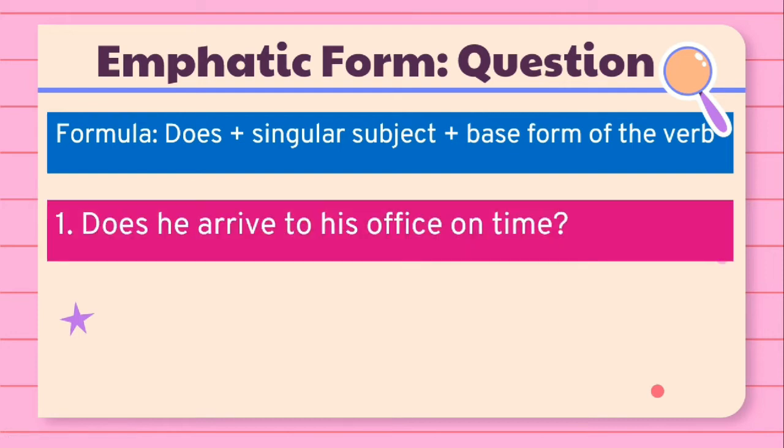Let's have sample 1. Does he arrive to his office on time? So again, we just need to follow this pattern. You have does followed by your singular subject, which is he. And then your verb, which is arrive, should be on its base form.